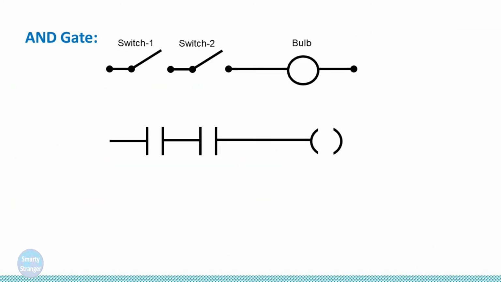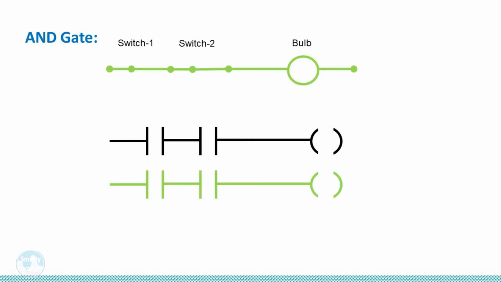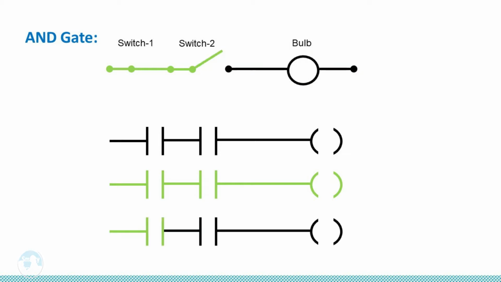If we convert it into a PLC program, it would be like this. When both the inputs are high, the output will be high. The output is low only when any of the inputs is low.